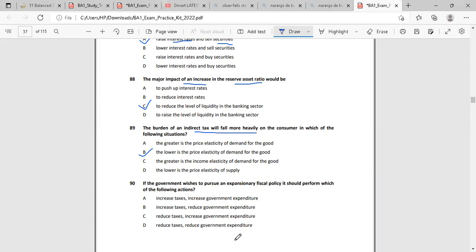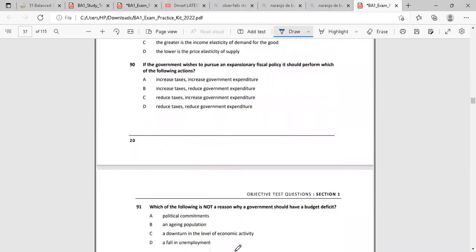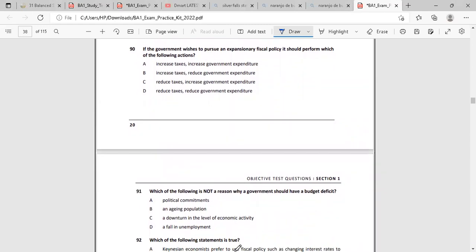If the government wishes to pursue an expansionary fiscal policy, it should perform which of the following actions? Expansionary fiscal policy. Increase taxes, increase government expenditure, okay. So there are two variables. One is taxes and the other one is government expenditure. They want to expand, expansionary policy. So the first thing we see is that government expenditure will definitely increase, because they are injecting funds into the economy to increase the activity. So government expenditure would be increased.